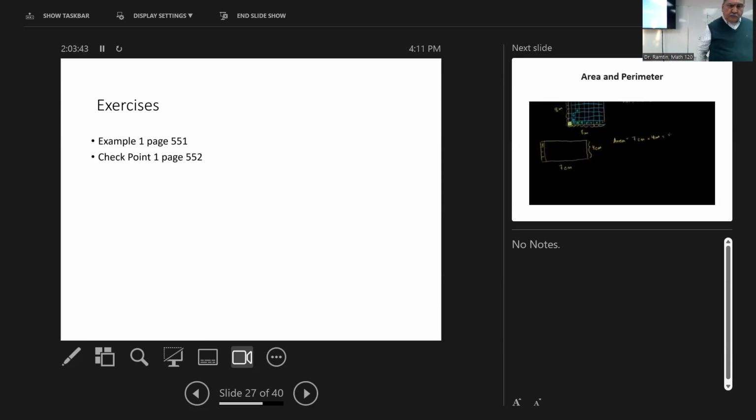Okay, let's go to page 551. Example 1. You have that table 10.3 with different shapes and their names: parallelogram, rhombus, rectangle, square, and trapezoids. Okay.